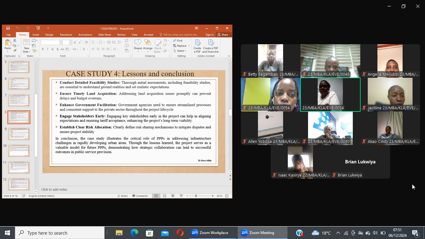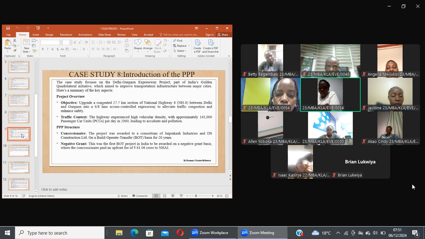So in conclusion, the case study shows the critical role of PPPs in addressing infrastructure challenges in rapidly developing urban areas. Through the lessons learned, the project serves as a valuable model for future PPPs, demonstrating how strategic collaboration can lead to successful outcomes in public service provision. That was all for the first case study.